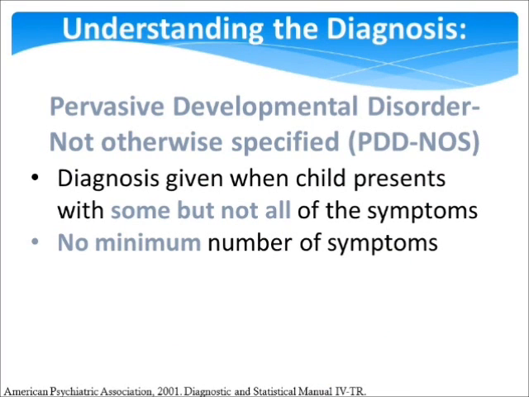The diagnosis of pervasive developmental disorder not otherwise specified has become a diagnostic catch-all for individuals who meet the severity of many of the defining characteristics, but are not fully satisfying the criteria for either autistic disorder or Asperger's disorder. As noted, there is no minimum number of symptoms, and this diagnosis will often present with an enormous variance of symptomology across areas of potential impairment.